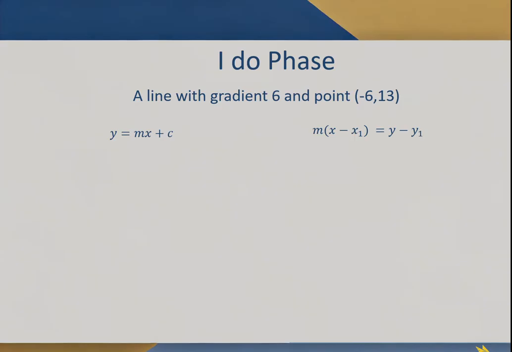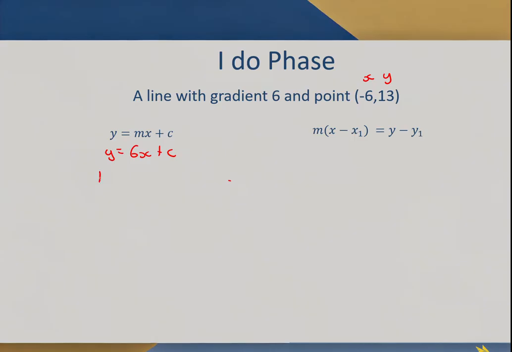Okay, a line with gradient 6 and a point (-6, 13). Now, for me personally, I like to go through using the y equals mx plus c method. I'm going to do it both ways just so we can see what method you prefer. First thing I'm going to do is go y equals m, which is 6, x plus c. Now here I've got one x point and one y point, so I'm just going to substitute those values in to work out what c will be equal to.